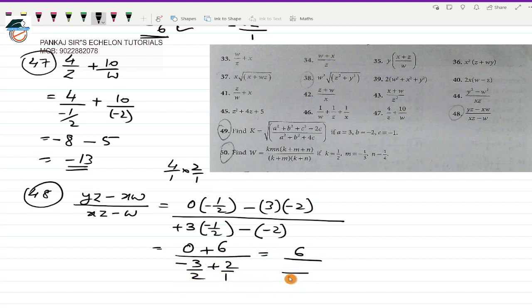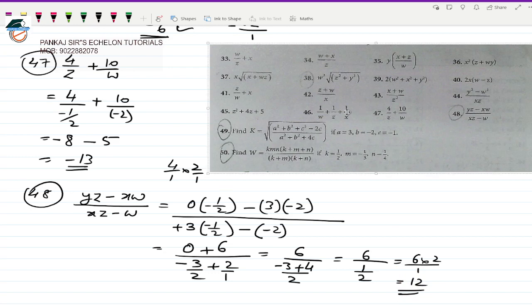Now 2 and 1 LCM is 2. 2 into 1 will be 2. That 1 you take and multiply by this minus 3. That will make it minus 3. Okay. Then 1 into how much is 2? 1 into 2 is 2. So that 2 you take and multiply with this plus 2. So it will make it minus plus 4. Okay. Now this will work out to 6 upon minus 3 plus 4 is 1 upon 2. This will work out to 6 into 2 upon 1, which is equal to 12. So the answer for the 48th question has to be 12.